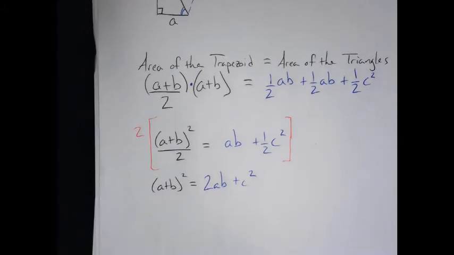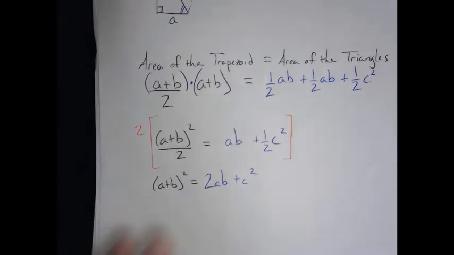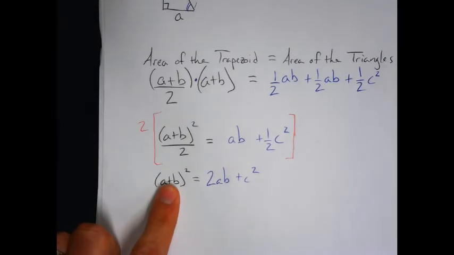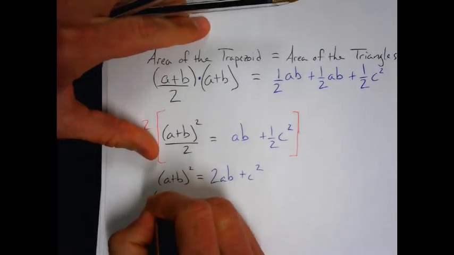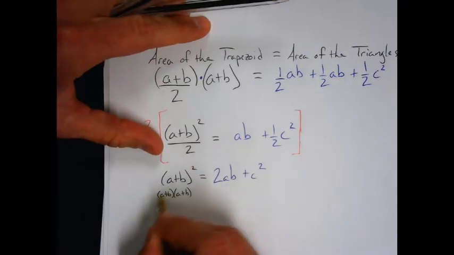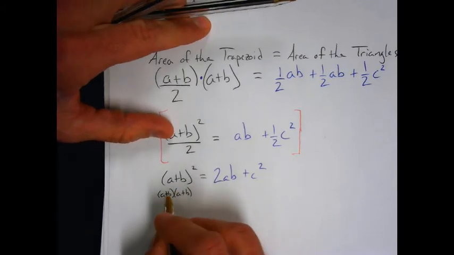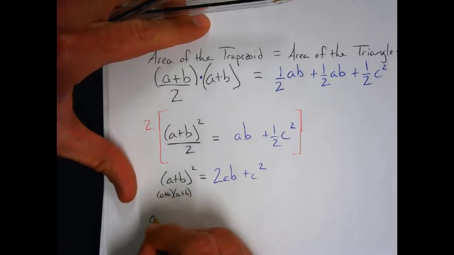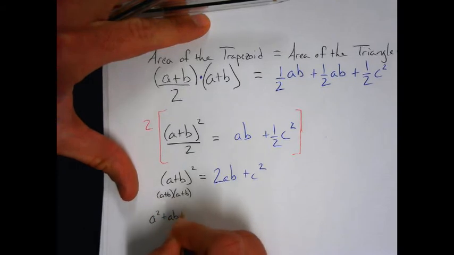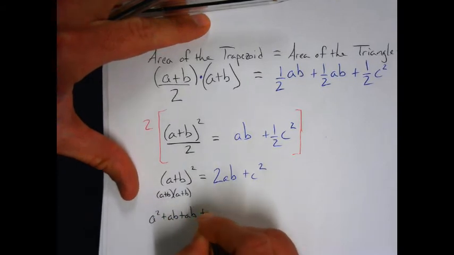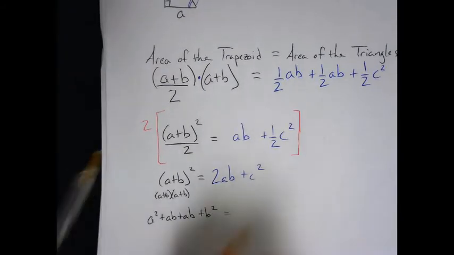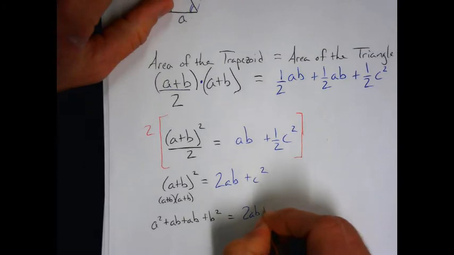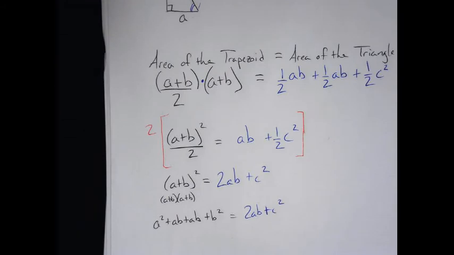So we have done nothing wrong. Everything is factual. Now what we can do is work on this A plus B times A plus B. How does that work? Well, A plus B squared is A plus B times A plus B. We use the distributive property in binomials, so it's A squared plus AB plus AB plus B squared. That will be equal to 2AB plus C squared. We leave that side there. Okay, so that's all set up now.